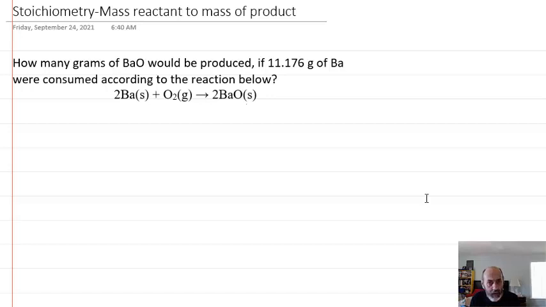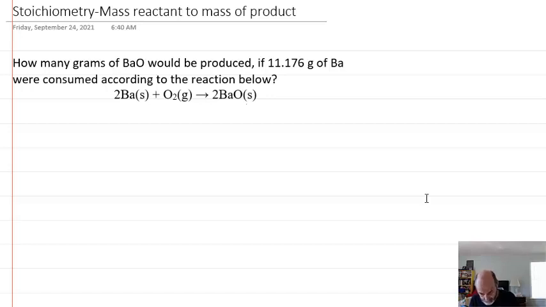So in the problem that we're given here, we're given the amount of barium, and we're supposed to assume that that's completely consumed and that produces a certain amount of barium oxide. Again, the oxygen is considered in excess. So let's just write down the given information under the individual components of the reaction.